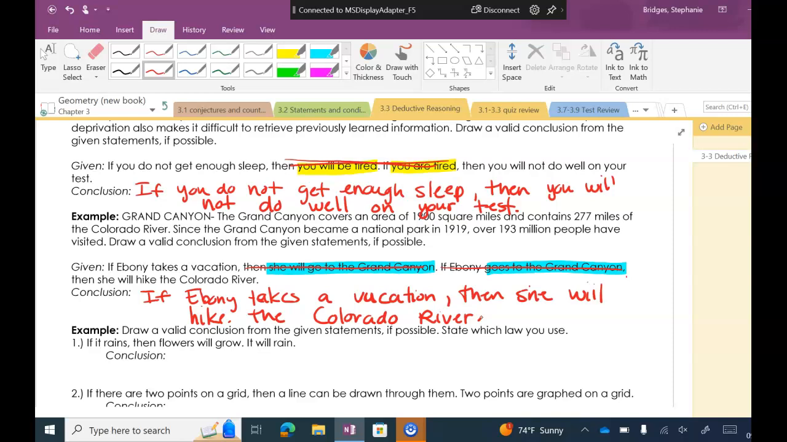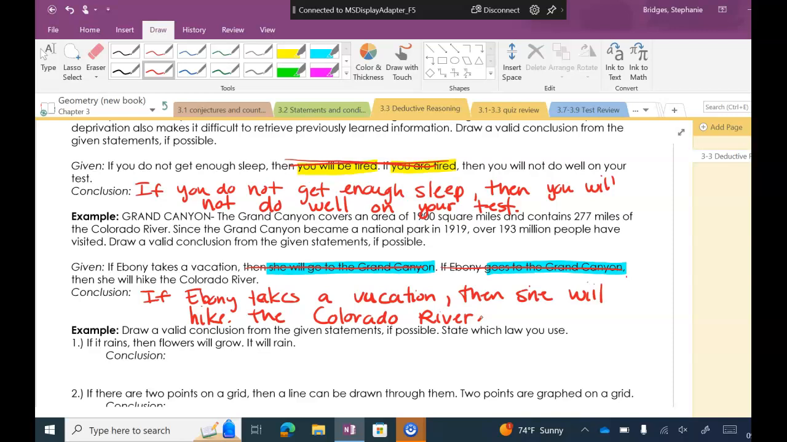So what we're going to do now is practice using those and making valid conclusions if we can. With that first example, everybody ready? How many if-then statements do I have? Just the first statement. Question number one: if it rains, then the flower will grow. There's only one, right? So this is going to be our detachment.